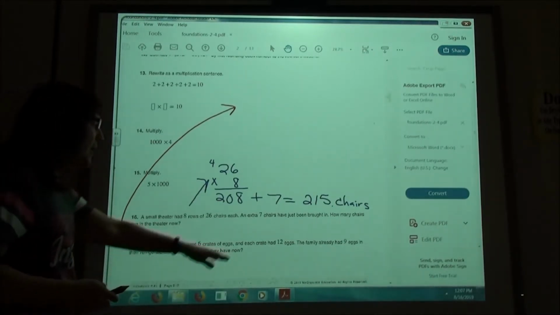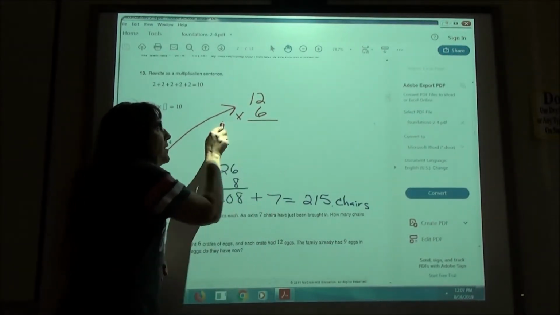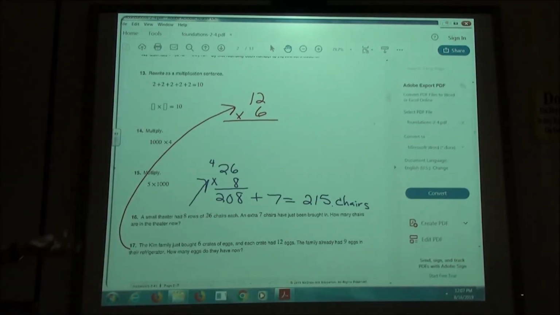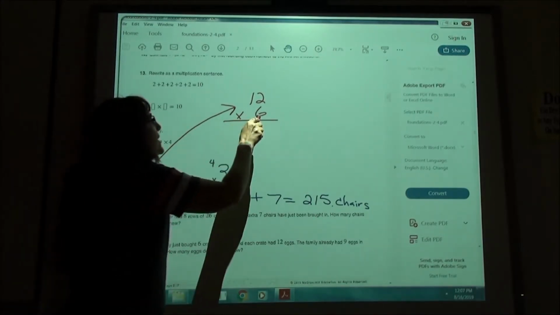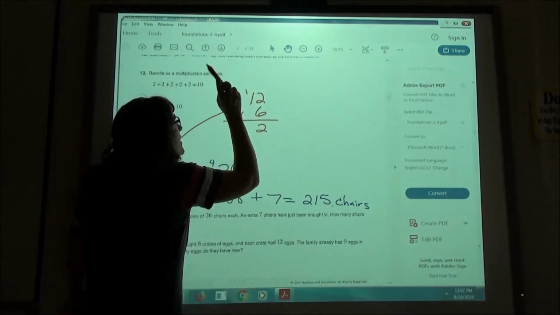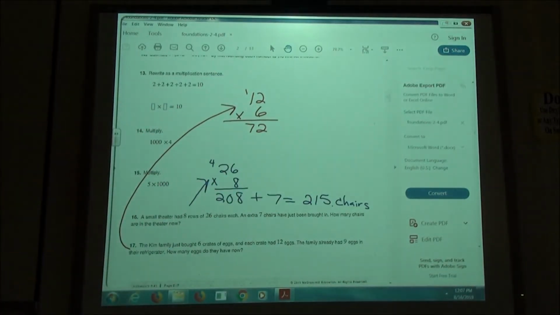So, each crate has 12 eggs. I have 6 crates. So if I take 6 times 12, I'm going to get the total number of eggs I have in my 6 crates. So 6 times 2 is 12, carry my 1. 6 times 1 is 6, plus 1 is 7. So if I have 6 crates with 12 eggs, that's 72 eggs.